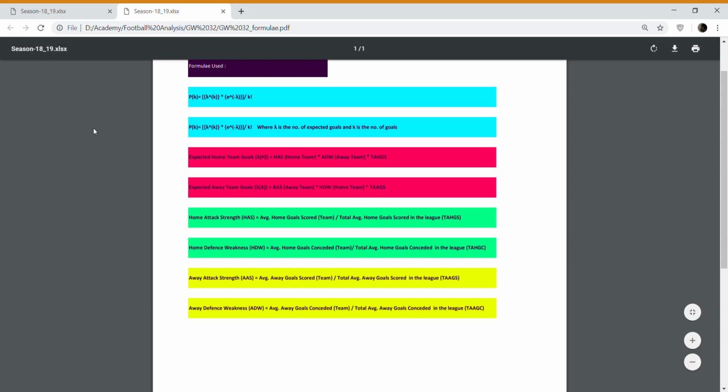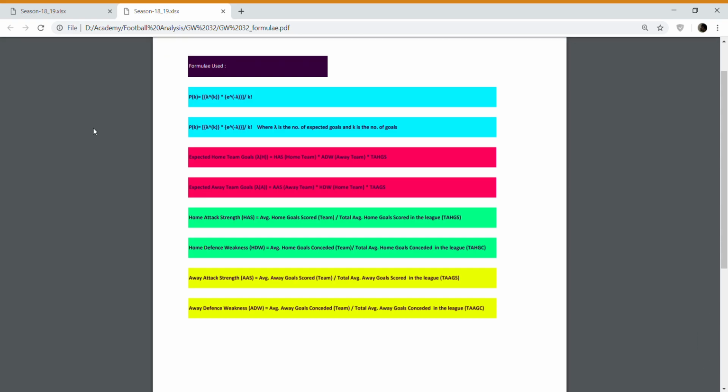Next, we are going to see how we arrived at these predictions. The most important equation that we are using over here is the Poisson distribution equation, which is P of k is equal to lambda to the power of k into e to the power of minus lambda, whole divided by k factorial, where P of k is the probability of the event, k is the number of goals. So if someone says P of 0, it means the probability of 0 goals being scored. And lambda over here is the number of expected goals.